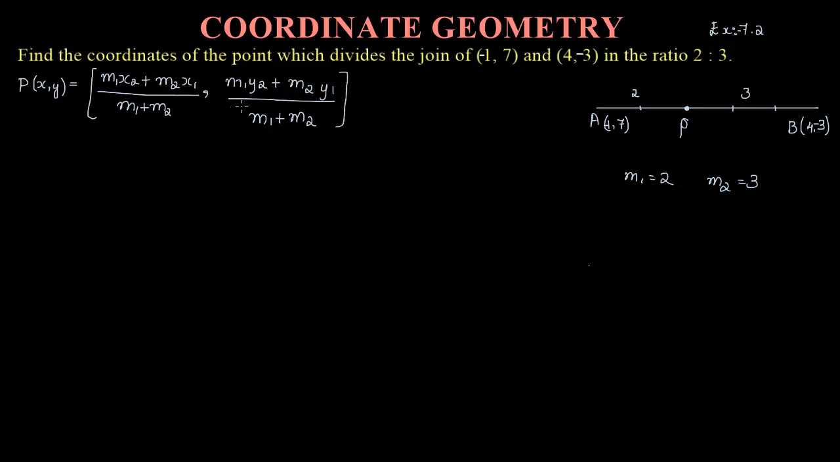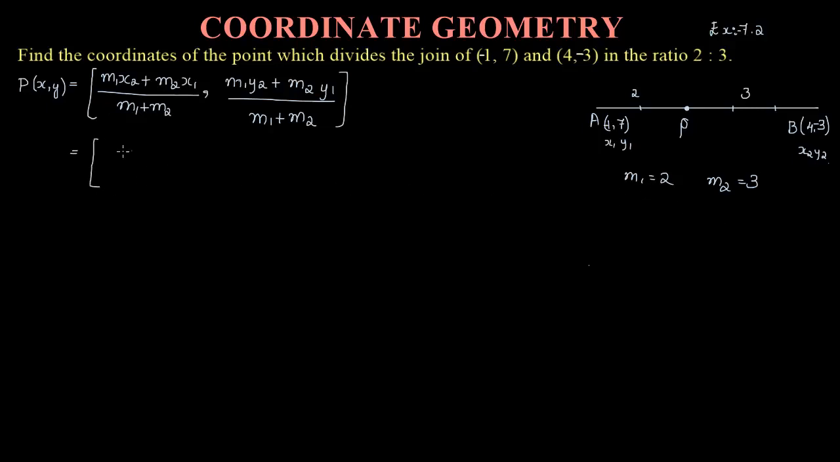What are m1 and m2? They are nothing but the ratio that they have given. I have already written it here, so m1 and m2, everything is here. Now let it be x1 y1 and let it be x2 y2. Now we have all the known values, so let us just substitute them.